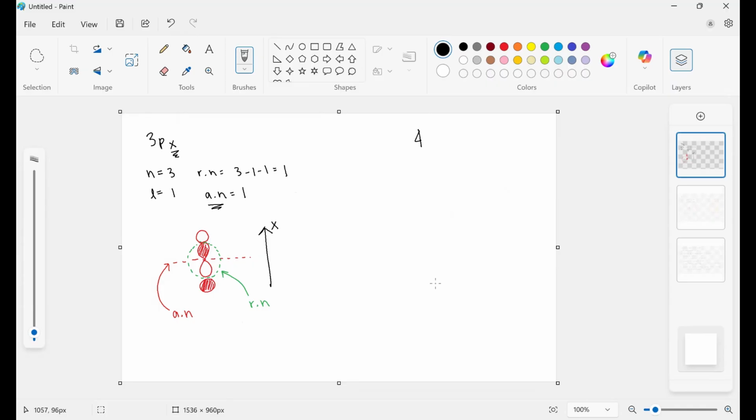So the final example is 4dxy. This time we have two orientations, but still just do the same exact things as before. N equals 4, l equals 2, number of radial nodes equals 4 minus 2 minus 1, which equals 1. Number of angular nodes is 2. So in total, I have one radial node and two angular nodes this time.